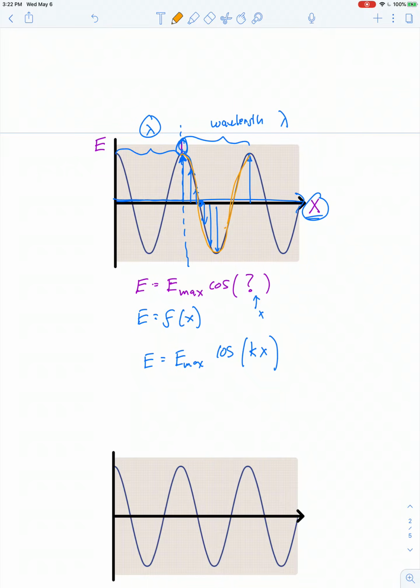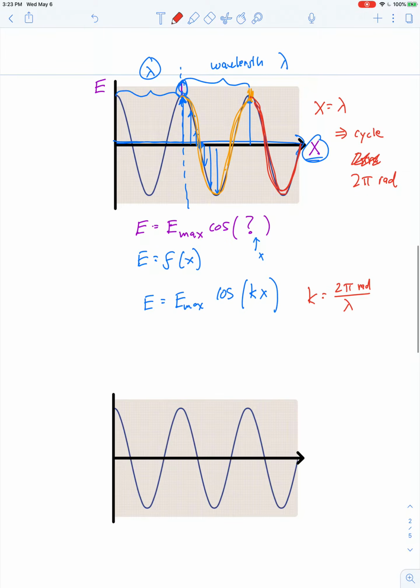And on it goes, and there we've traveled one more wavelength, and we're back to the starting point in our cycle. So every time x is equal to a wavelength, that corresponds to one cycle, which is the same thing as 2 pi. A cycle is 2 pi radians.